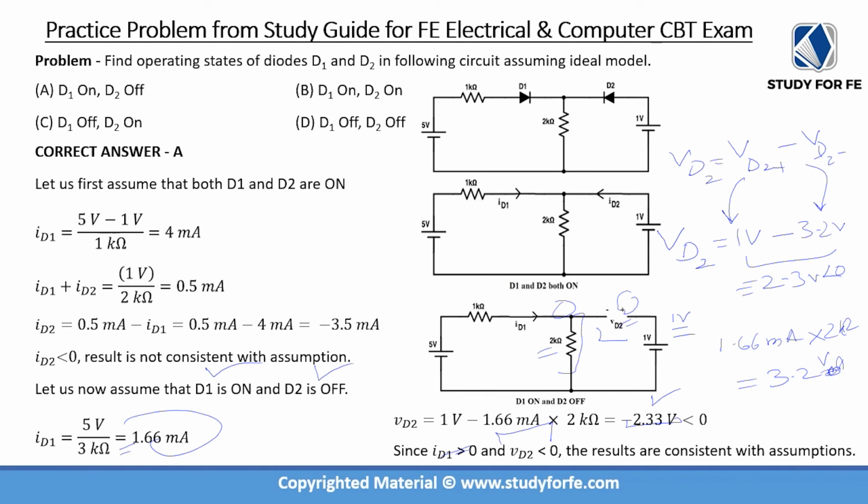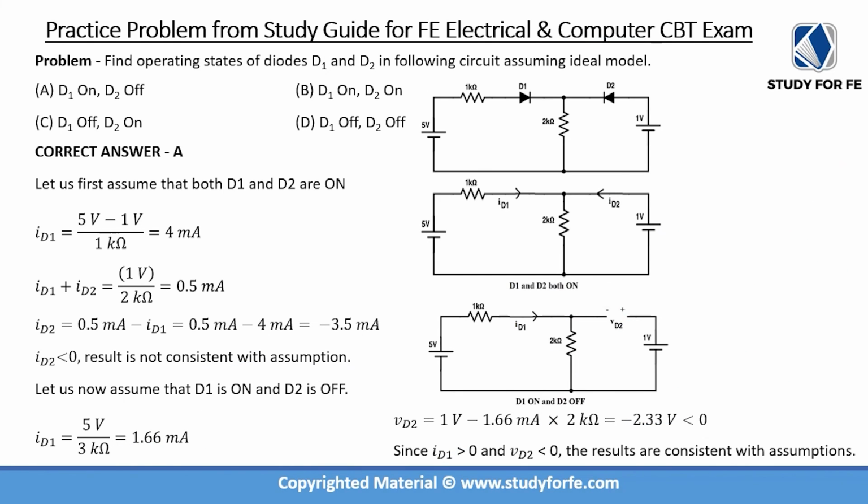And the other curveball that can be thrown in these type of circuits is that you might be given a non-ideal diode model with a 0.5 or 0.7 voltage drop. And the difference it would make is that now you would have to take these voltage drops into account as well.